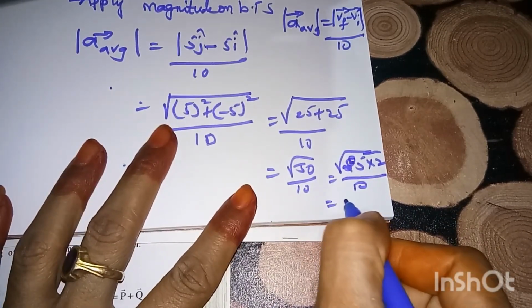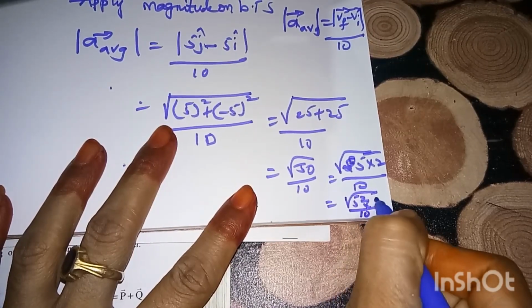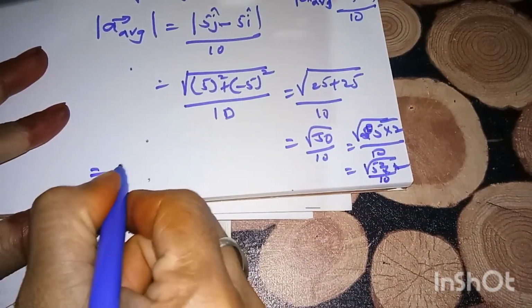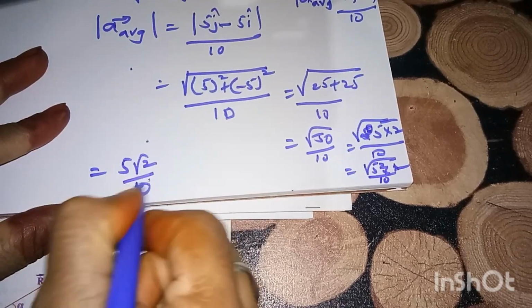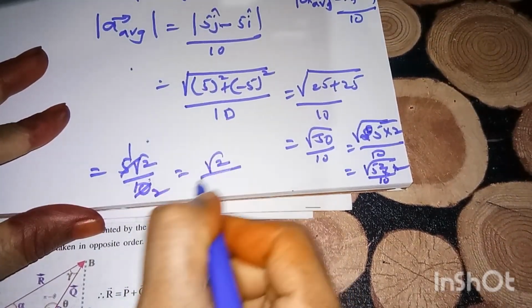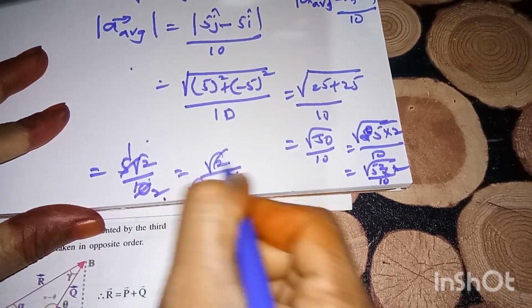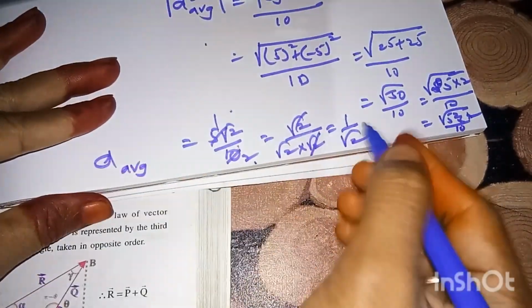So 5 square root of 2 by 10. 2 can be written as root 2 into root 2. Root 2 will cancel. The answer will be 1 by root 2. So the average acceleration is 1 by root 2.